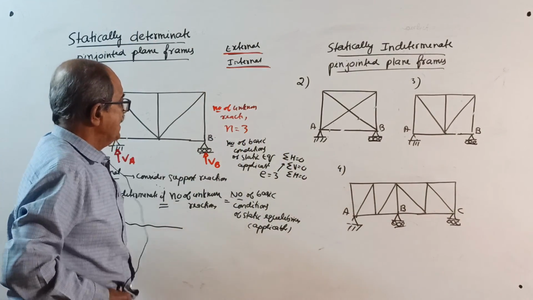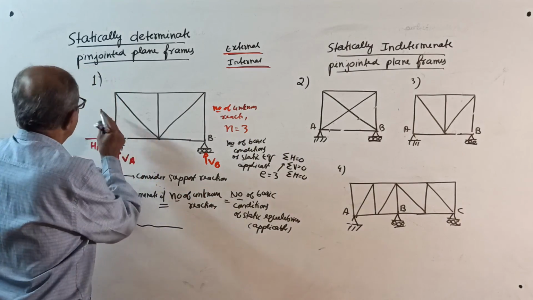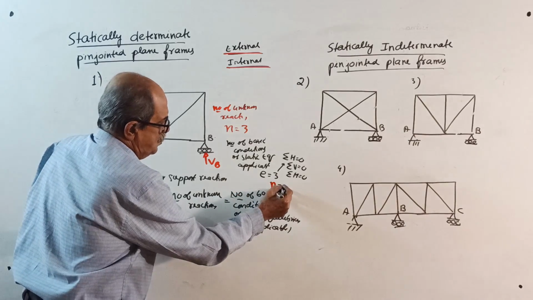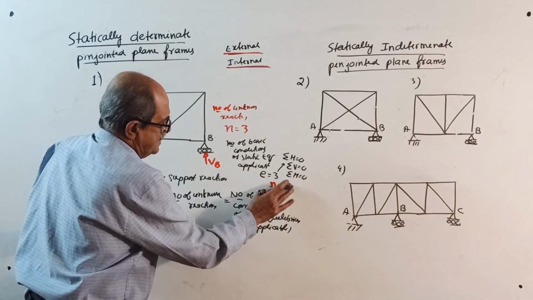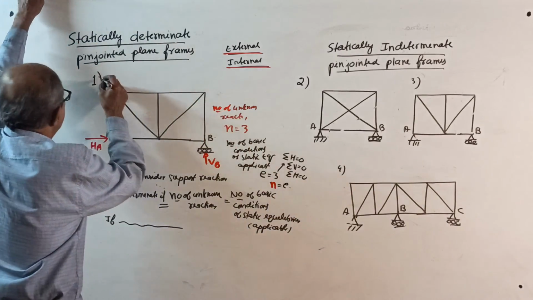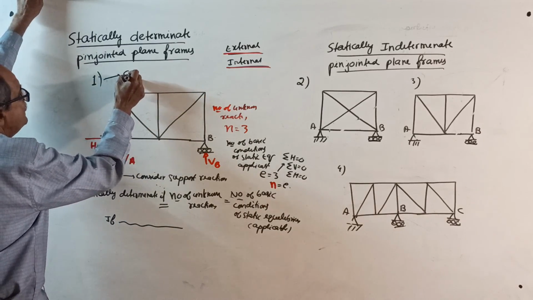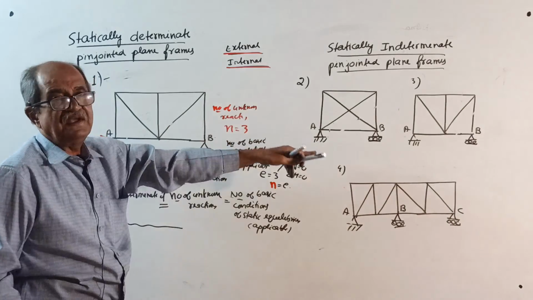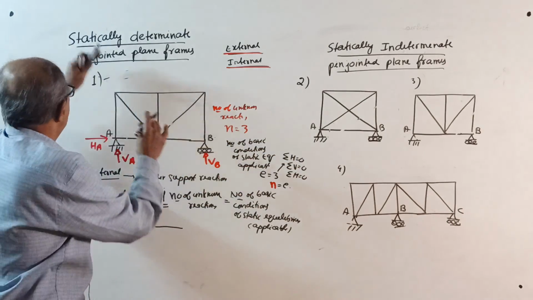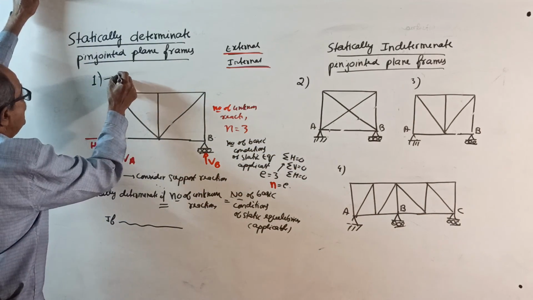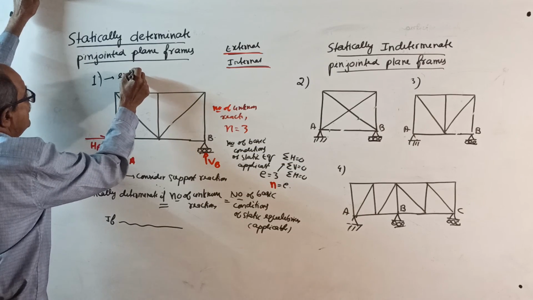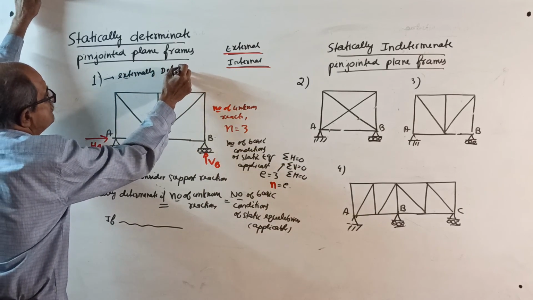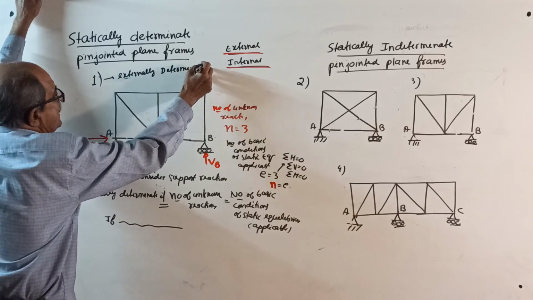Therefore, what happened here? For figure number 1, your number of unknowns N is equal to the number of equations E. Therefore, this is externally determinate. First you copy the sketch, all 3 sketches. Then second round write. Therefore, right here, this one is externally determinate.